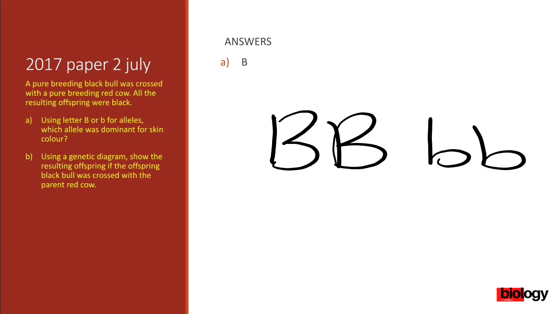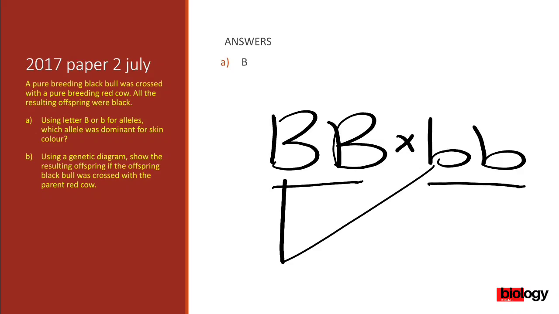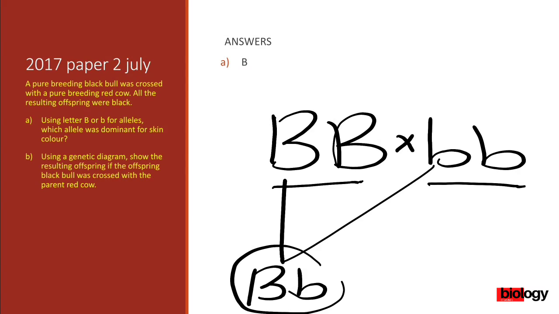Okay, so these are the two genotypes that we have. This is for the pure breeding black bull. This is for the pure breeding red cow. Obviously, the results will be the same if I cross. Okay, so when I cross this capital letter B with this small letter b, these will be my results. And it will be the same when I continue crossing. All the offsprings will have this genotype.